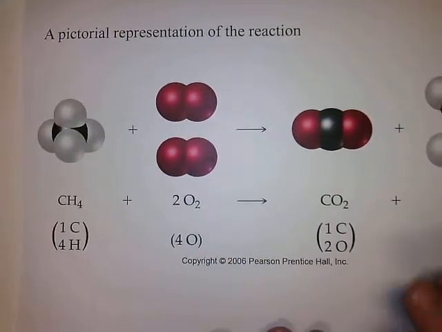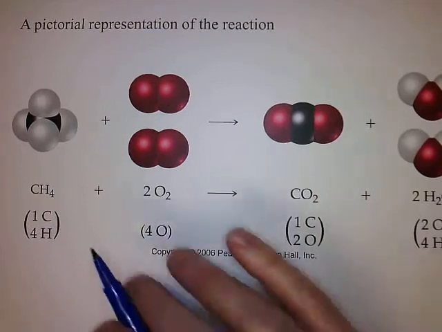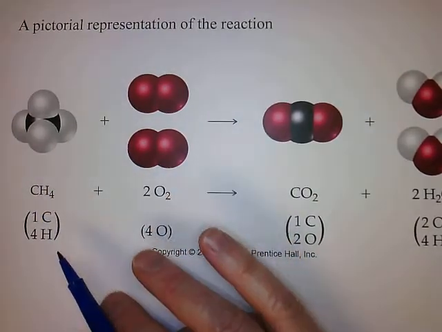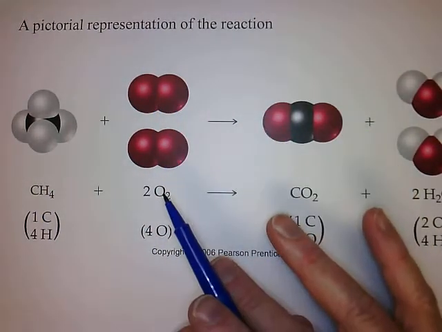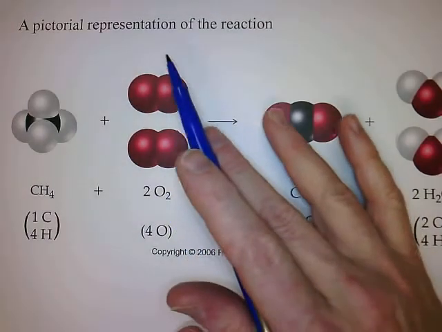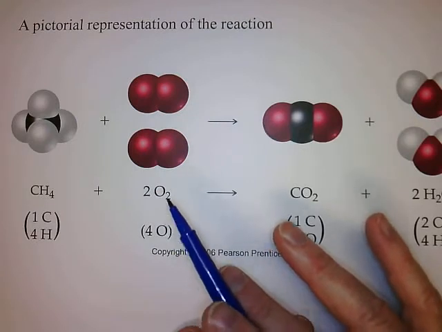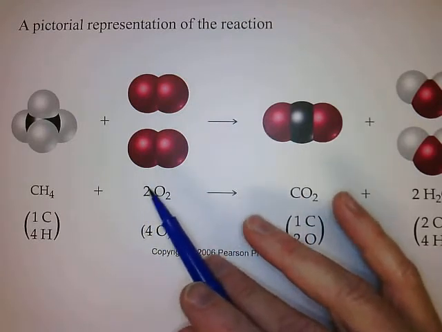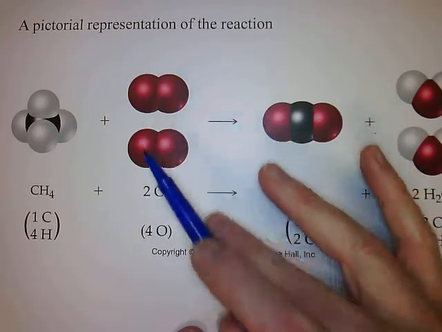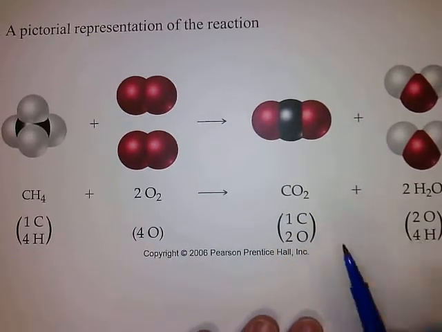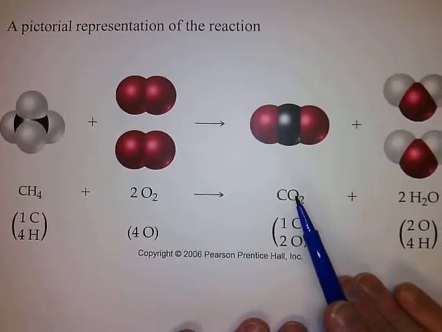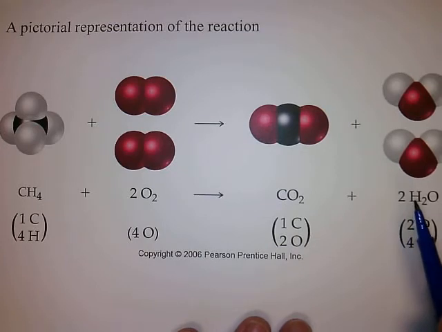So here's a pictorial representation of this. We start with one methane and two oxygens, and oxygen is one of those elements that occurs as O2 molecules. So by having two O2 molecules, we have four oxygens. That produces one CO2 and two waters.